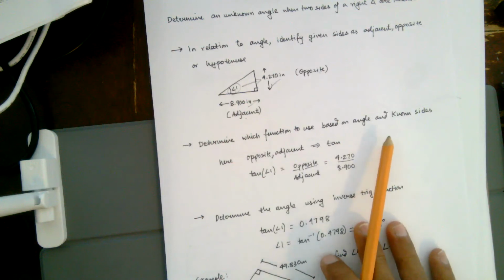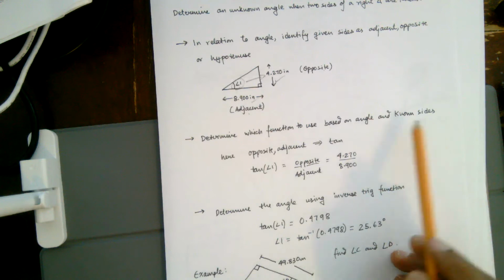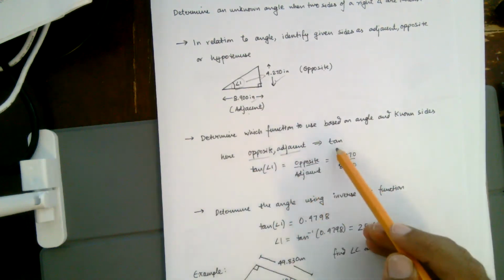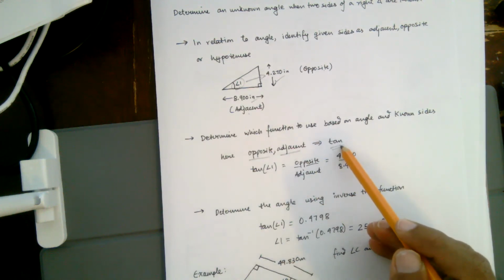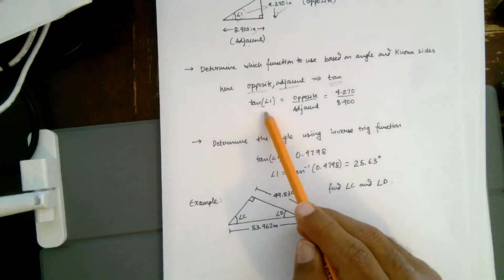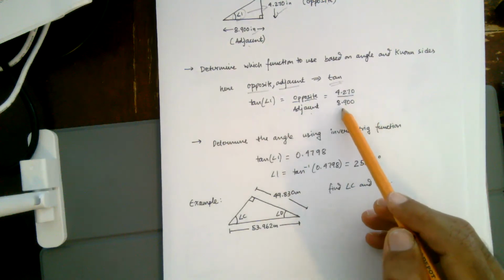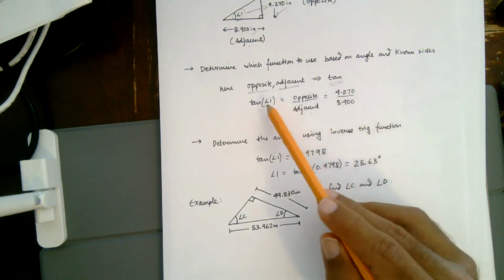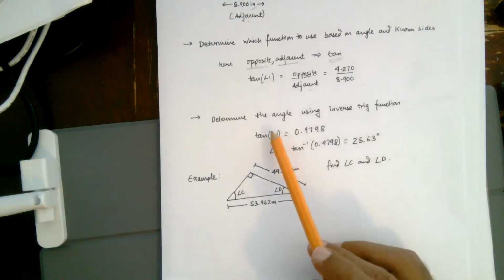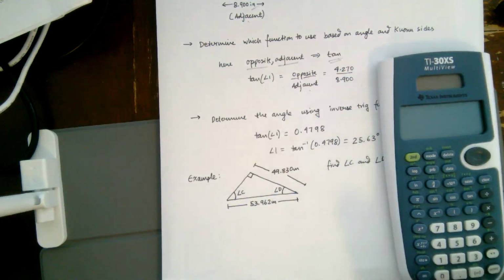Next step. Determine which trig function to use based on the angle and the known sides. Here, because we are working with opposite and adjacent, that implies we work with tangent. And then we set up the equation. Tangent of angle 1 is going to be opposite over adjacent, which is 4.270 over 8.900. Now this is the kind of problem which we have already solved this week, because we can use inverse trig to find the angle.